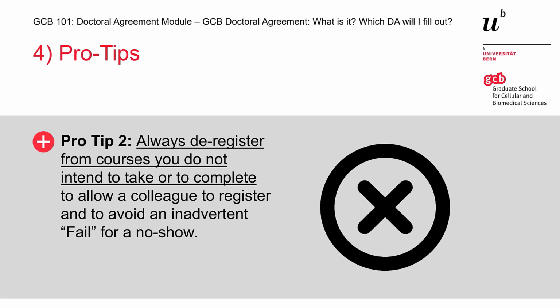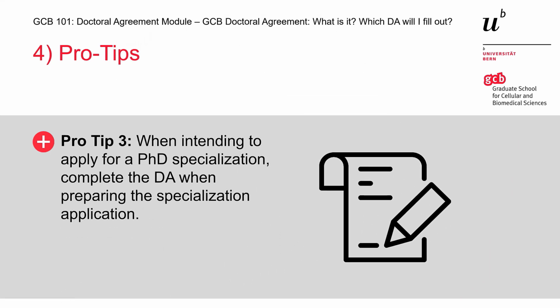Pro Tip 2. Always deregister from courses you do not intend to complete to avoid an inadvertent fail for no-show. Pro Tip 3. When intending to apply for a PhD specialization, complete the DA when preparing the specialization application.